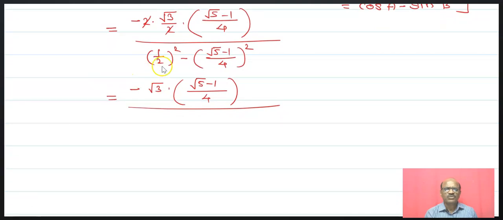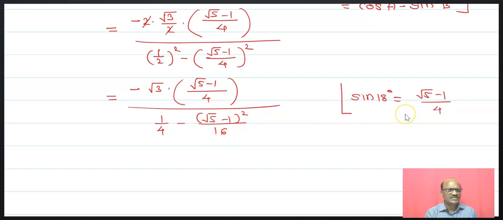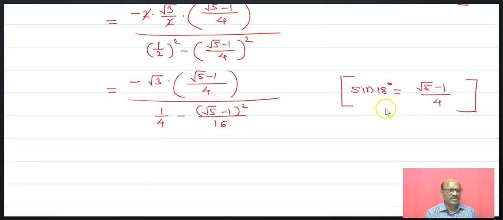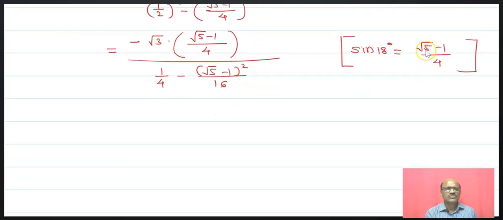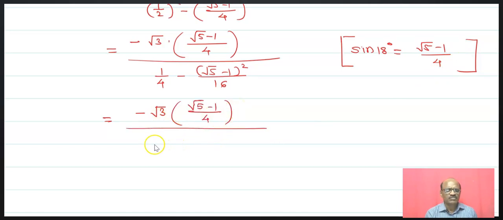1 upon 2 bracket square means 1 by 4 minus root 3 upon 1, root 5 minus 1 bracket square upon 16. Again I have written the value of sine of 18, that is equal to root 5 minus 1 upon 4. Now we will simplify here. Root 3, root 5 minus 1 upon 4.